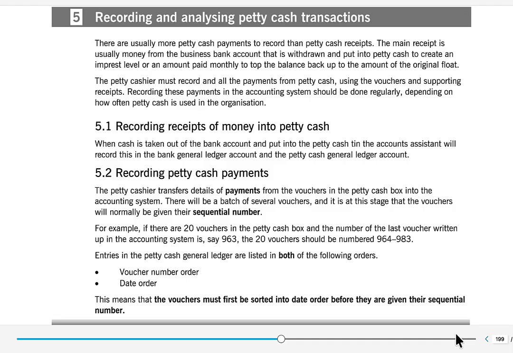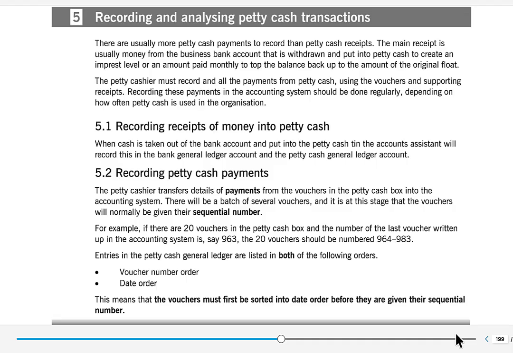Where does this money usually come from? In most businesses, petty cash is filled from the bank account. So the company goes to the bank or uses a cash withdrawal and takes out cash. Then the accounts team gives that cash to the petty cashier. The petty cashier puts it in the petty cash tin or petty cash box. So the cash is still the company's money. It just moved location. It moved from the bank account into the petty cash box.